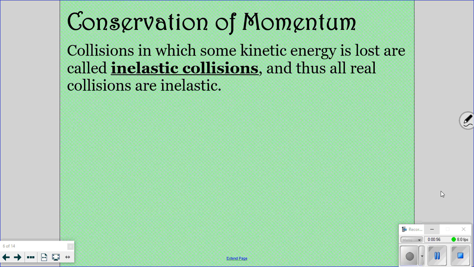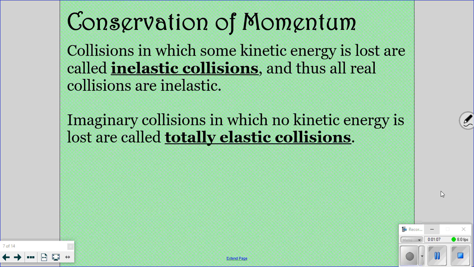Collisions where some of the kinetic energy is lost are called inelastic collisions, and all real collisions are inelastic because they're all going to have some amount of sound and heat that are lost. However, we are going to look at totally elastic collisions, and that's where no kinetic energy is lost. Those are imaginary collisions. So we're looking at imaginary ones to make the math a little bit easier. If you go on into other physics classes, hopefully you'll get to look at some inelastic collisions that would be real life examples.